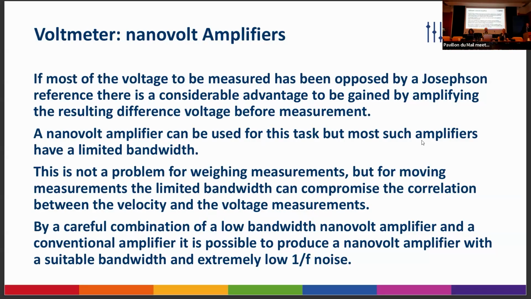However, most nanovolt amplifiers have a limited bandwidth, which means that when you're trying to do this correlation for the moving part, it's not going to work very well. For the weighing measurements, it's fine. But what you can do, and an example of the nanovolt amplifier testing was actually building a nanovolt amplifier that has a wide bandwidth. If you take a conventional amplifier and look at its input voltage with a nanovolt amplifier, you can generate an amplifier with kilohertz level bandwidth, but no 1/f noise. So you get the best of both worlds.